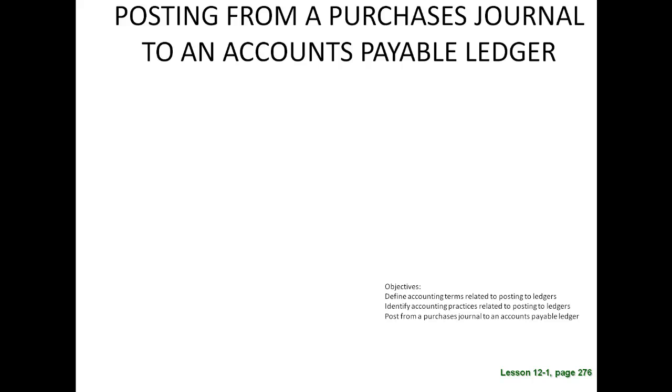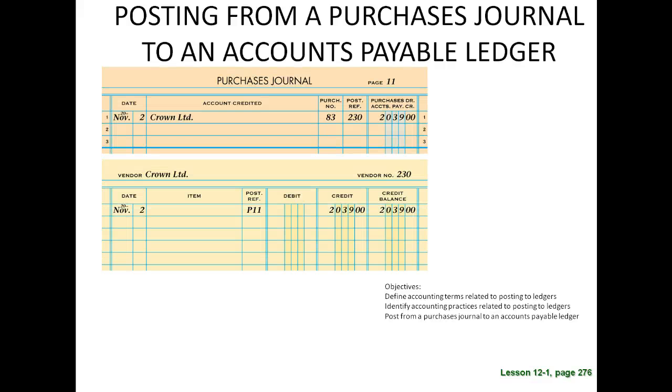Easy enough, right? So posting from a purchases journal to an accounts payable ledger. This is where we actually do our posting. If you recall, the only thing that goes in a purchases journal is when we purchase merchandise on account. So that means that every single transaction in a purchases journal is going to affect an accounts payable account. If you recall, this is what a purchases journal looks like. We're on page 11. We purchased merchandise from Crown Limited. It was on purchase invoice number 83, and it was for $2,039.